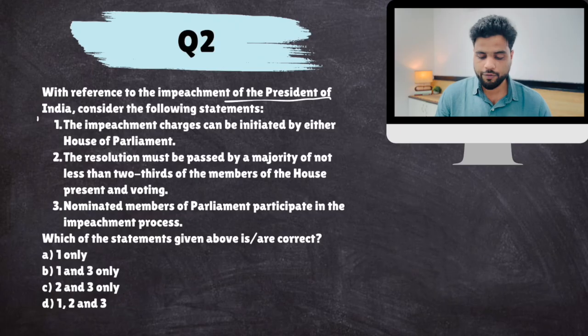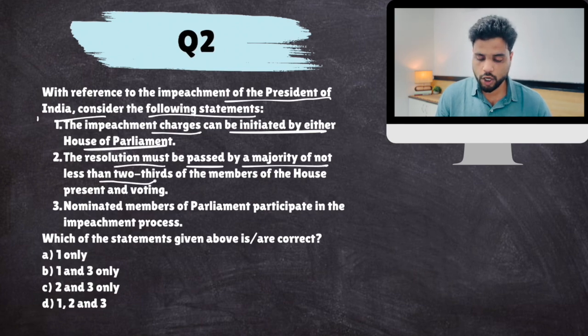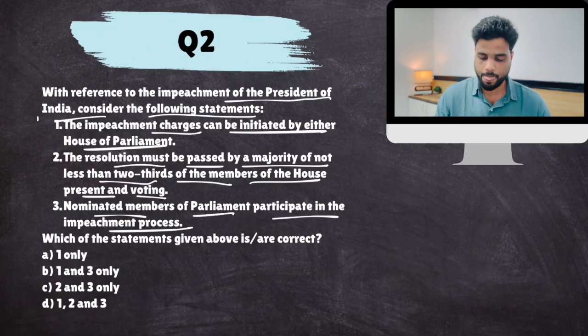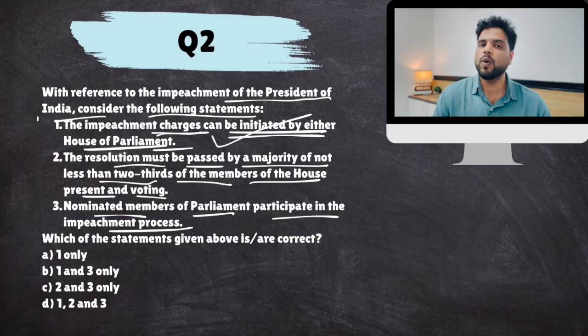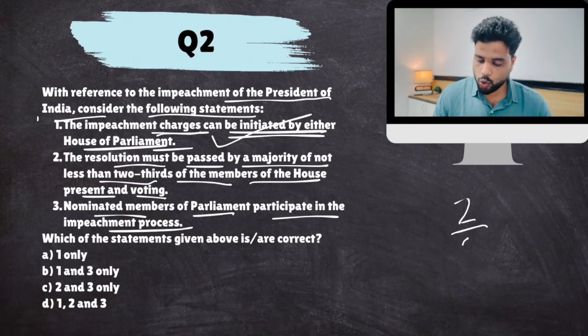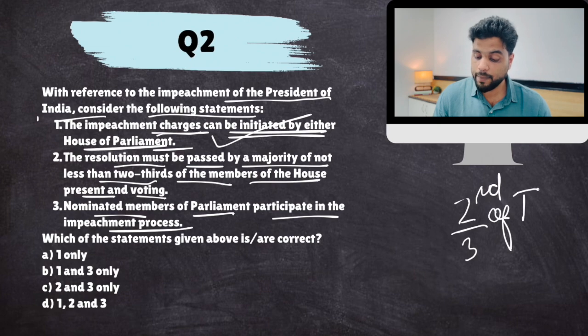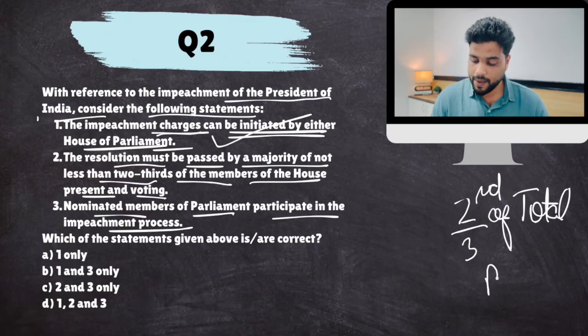With reference to the impeachment of President of India, consider the following statements. The impeachment charges can be initiated by either House of Parliament. The resolution must be passed by a majority of not less than 2/3 of the members of House present and voting. Nominated members of Parliament participate in the impeachment process. Now, the President's impeachment, basically that is the removal. The impeachment charges can be initiated in either House of the Parliament. Absolutely correct. Now, once they are initiated, how many votes are required to impeach a president? It is 2/3 of total membership of the House. So it's not 2/3 present and voting. It's 2/3 of total membership.